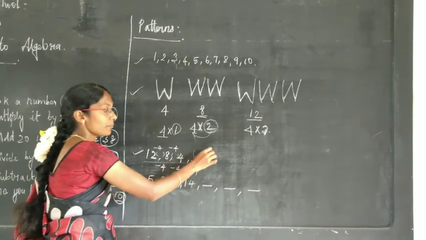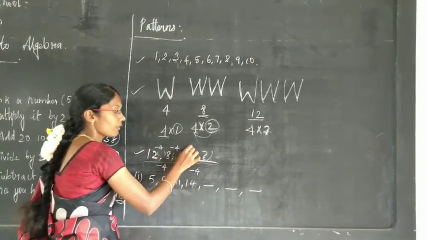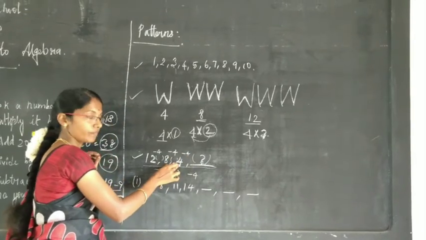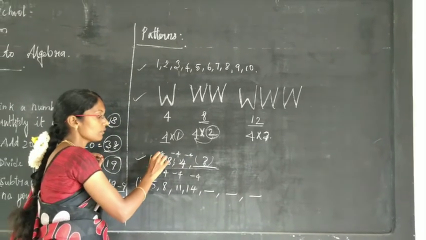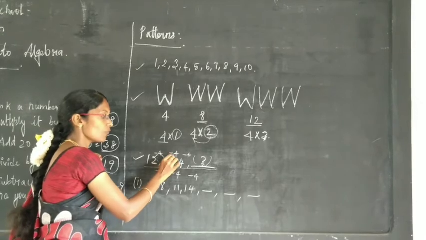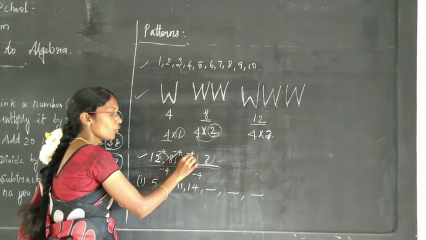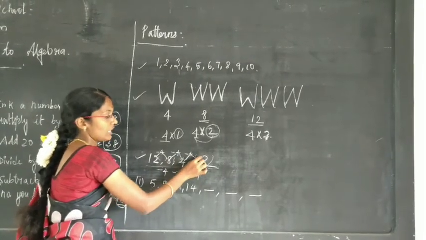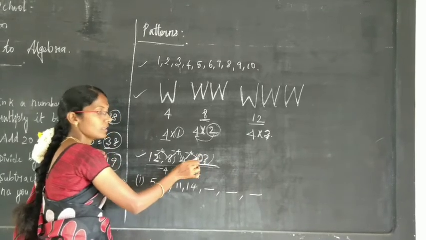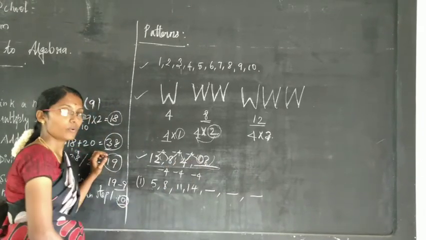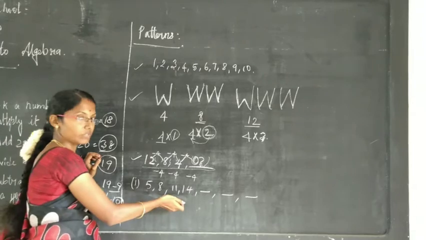So what is the next number here? We have to subtract 4 from 4. 12 minus 4, 8. 8 minus 4, 4. So 4 minus 4, what will you get? 0. So the next number in the sequence is 0. Okay, so likewise you have to complete this.